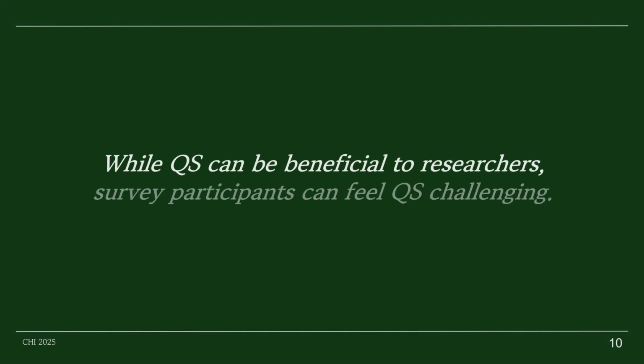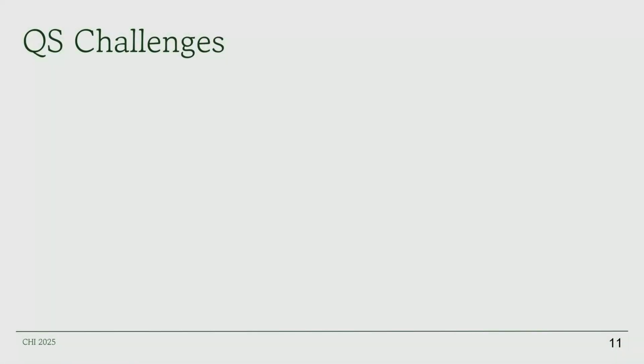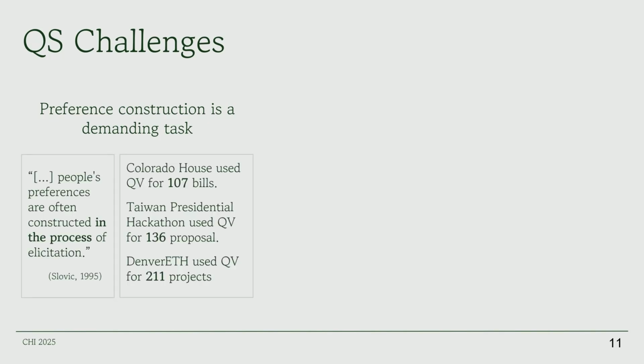While QS can be beneficial to researchers, survey participants can feel QS is challenging to complete. One notable QS challenge relates to cognitive demand. Existing literature highlights preference construction as inherently demanding, and this difficulty intensifies when participants face numerous options, as seen in real-world quadratic voting setups, which closely relate to QS.